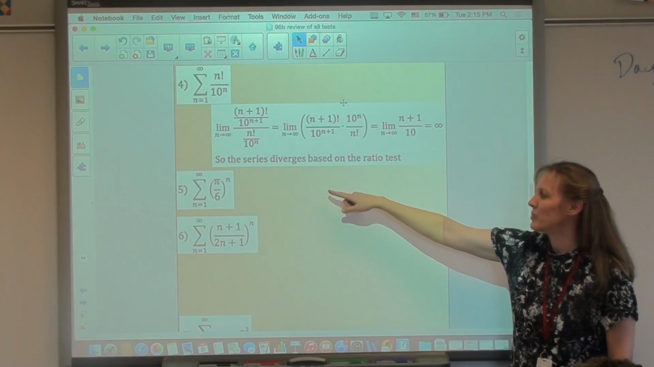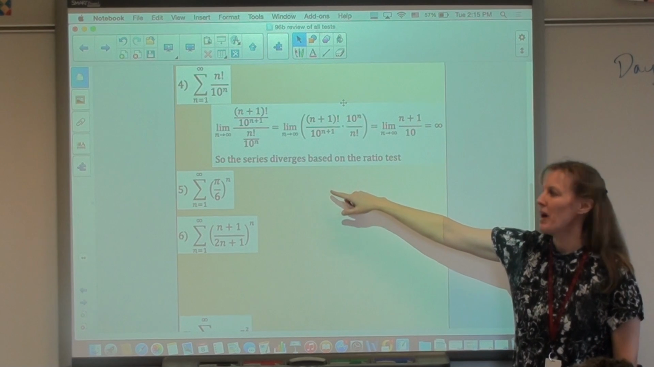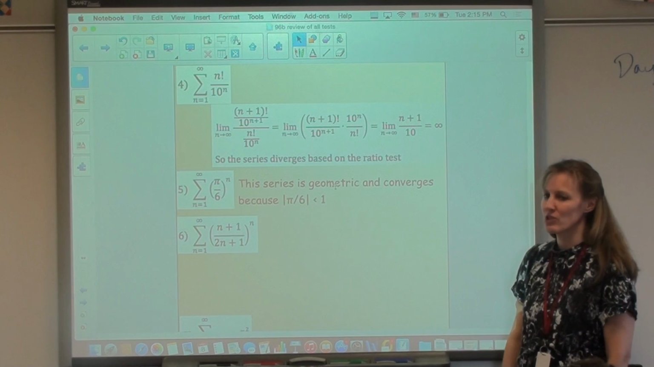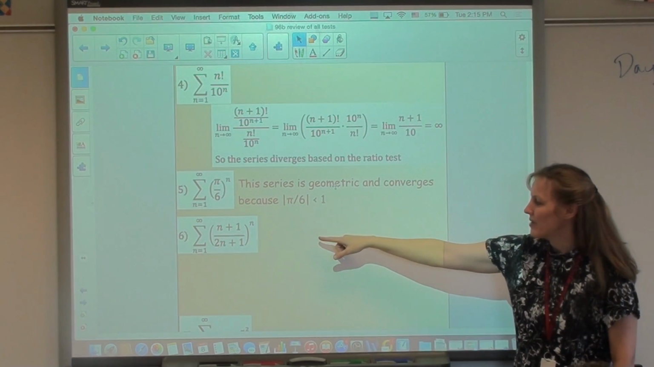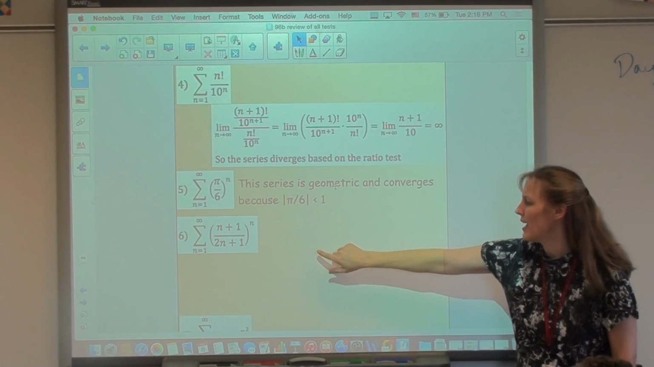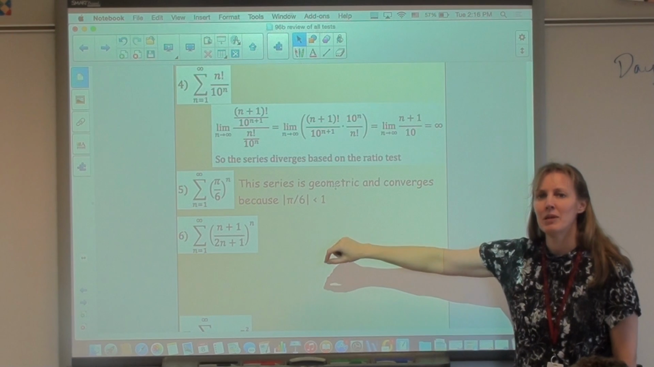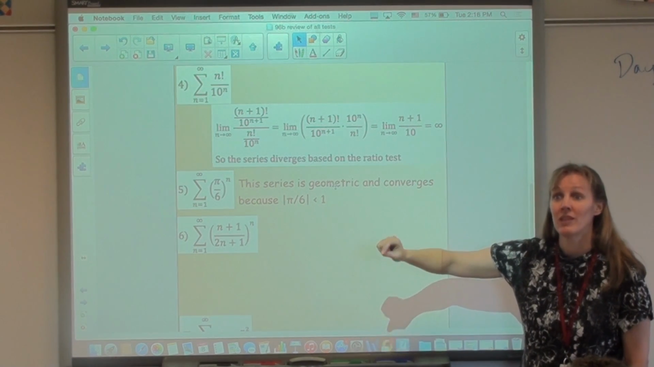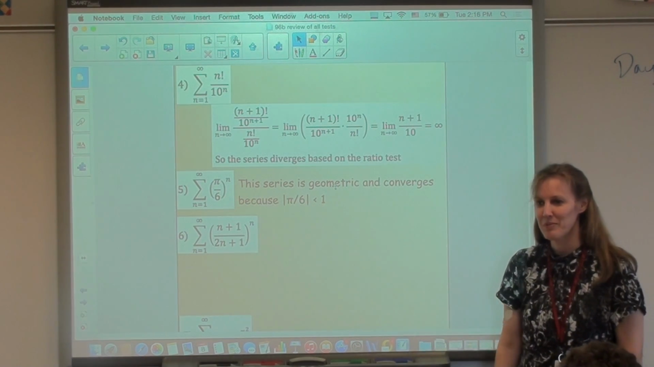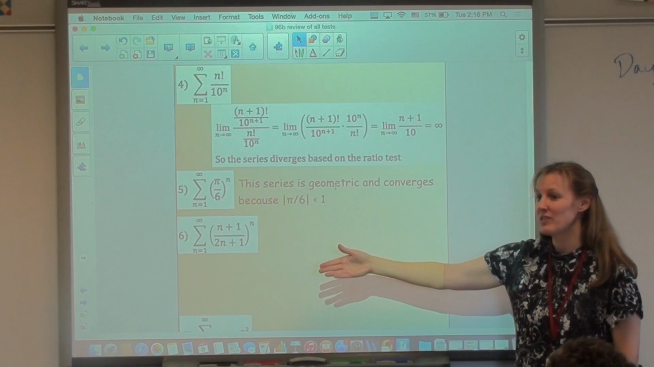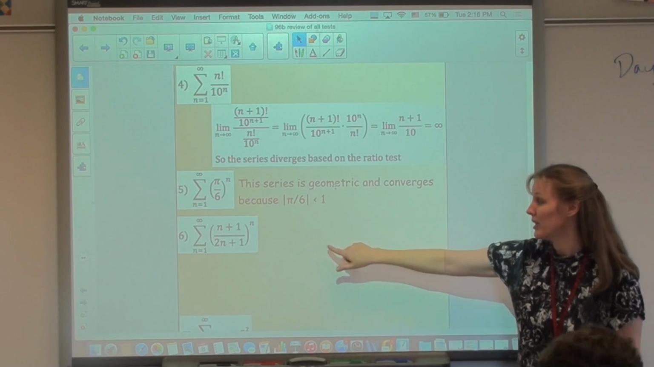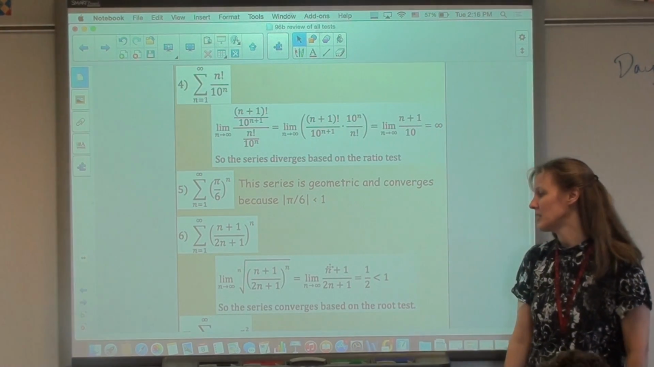Alright, number 5 is what kind of a series? Geometric. Is pi over 6 less than or greater than 1? It is less than 1, therefore it converges. This next one, which test do we use when everything's raised to the nth power? Root test, right? So we take the nth root, and if the limit as n approaches infinity of the nth root of the absolute value of the function is less than 1, it converges. See how easy it is to remember? And if the limit of the nth root of the absolute value of the series is greater than 1, it diverges. So for this one, it's less than 1, so it converges.